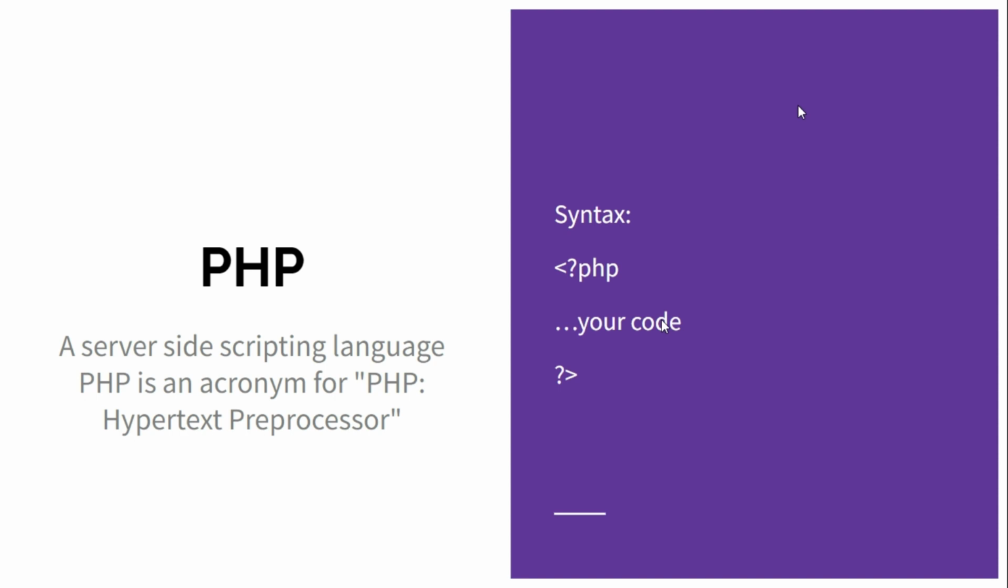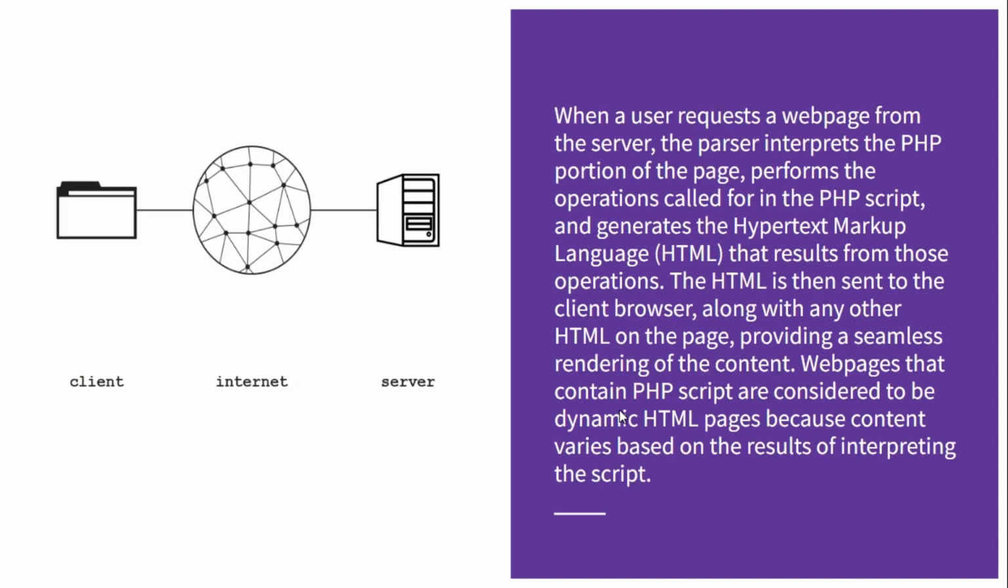Now, what exactly happens with a PHP request? When any user requests a web page from the server, there is a PHP parser which interprets the PHP portion of the page, performs some operations and generates the hypertext markup language that results from those operations. The HTML is then sent to the client browser, providing a seamless rendering of the content. Since it's a server side scripting language, we definitely need a server to execute the PHP code.